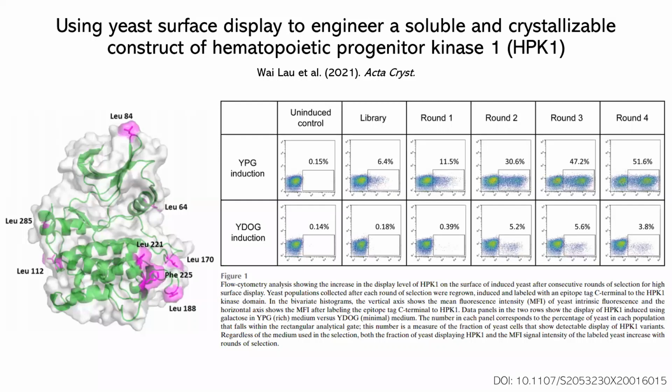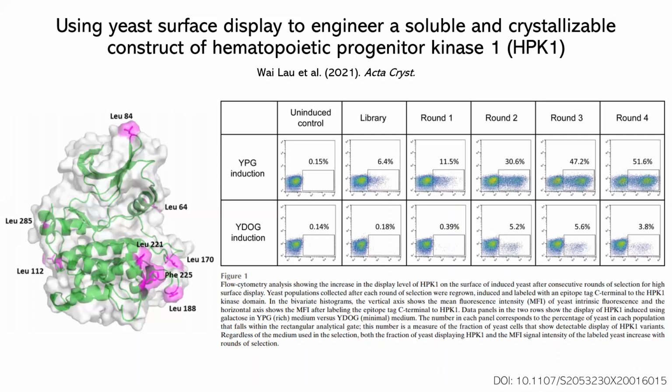Recently, Lau et al. have studied the use of yeast surface display in engineering a soluble and more crystallizable construct of HPK1, which is a protein involved in the modulation of T-cell mediated tumor responses. So it is a fairly difficult protein to study as it does not like to be crystallized, as it is not very soluble and also has very poor expression levels in recombinant systems.